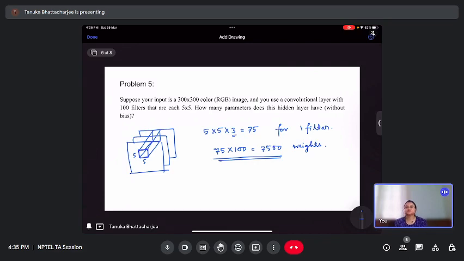If the input matrix has, let us say, 10 channels, then you will have to take 5 cross 5 cross 10, all those 10 have to be combined. Now, if we want to consider the bias on top of this, each of these filters will have one bias term. We have 100 filters, so we will have 100 bias terms.